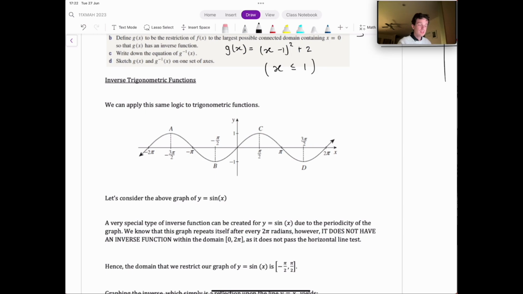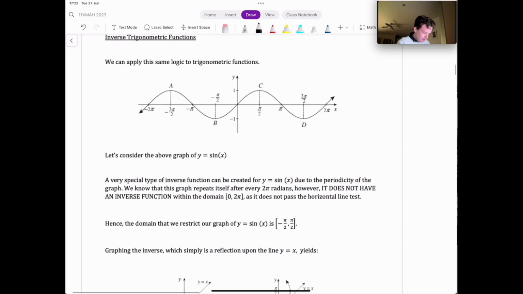So let's consider the graph of y is equal to sine of x. Now, a very special type of inverse function can be created from y equals sine of x due to the periodicity of the graph. We know this graph repeats itself after every 2 pi radians. However, it does not have an inverse function over the domain from 0 to 2 pi. So from 0 to 2 pi, which is one period, or one loop-de-loop as I say it, it doesn't have an inverse because it does not pass the horizontal line test here.